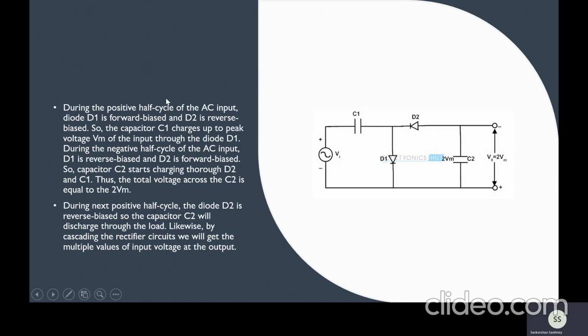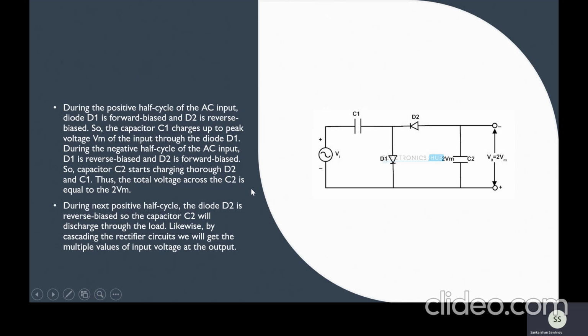During the positive half cycle of the AC input, diode D1 is forward biased and diode D2 is reverse biased. So the capacitor C1 charges up to the peak voltage Vm of the input supply through the diode D1. During the negative half cycle of the AC, D1 is reverse biased while D2 is forward biased. So capacitor C2 starts charging through D2 and C1. Therefore, the total voltage across C2 will be equal to 2 times Vm.